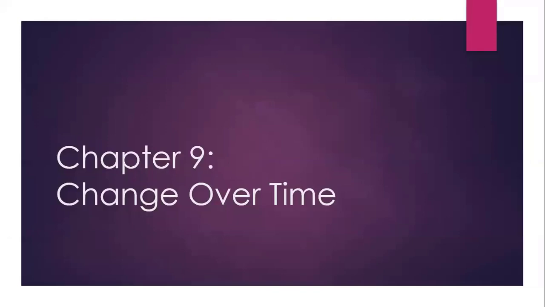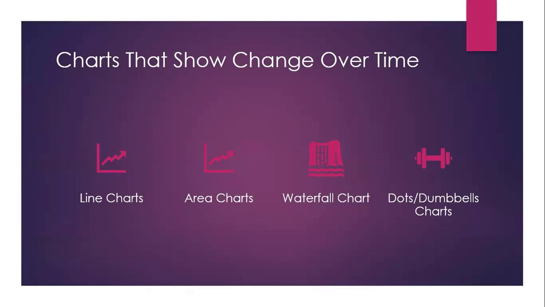Hi, everyone. This week, we're going to talk about the best ways to show change over time. Your book overviews a variety of infographic options for showing how data changes over time. The first is a line chart.